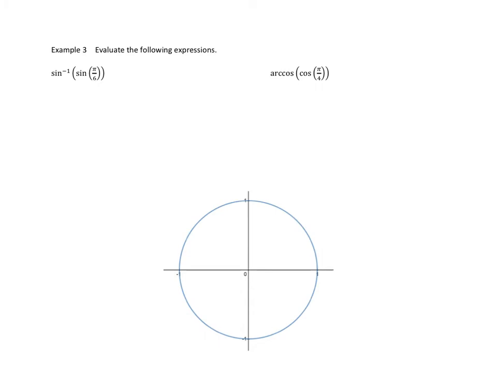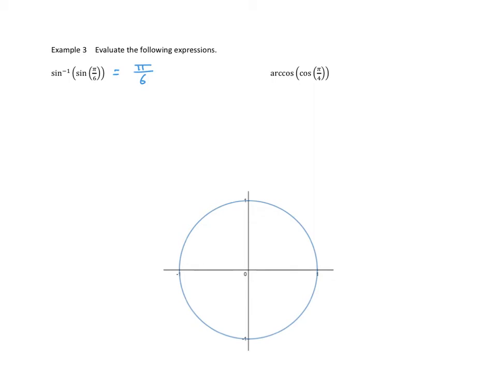All right, in example 3, same idea, except we're going to flip it around. Here, the inverse trig function is the outside function, and the original function sine is the inside function. But it kind of seems like sine inverse of sine should cancel each other. So if I'm just kind of guessing what the answer is, I'm going to guess that the answer is pi over 6. That's my guess.